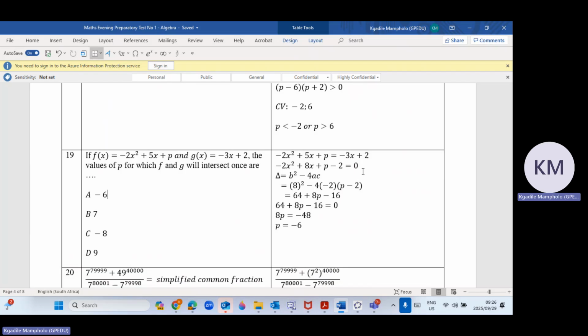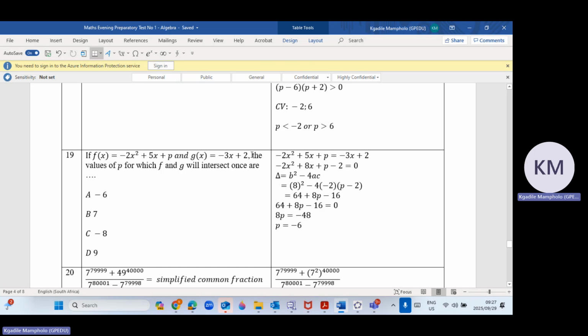If they say for which the two graphs will intersect once or twice, we'll say greater than or equal to. If they say the two graphs will intersect twice, it's like when they say the roots will be unequal, then you say the discriminant is greater than 0. Not intersecting is when the discriminant is less than 0. Intersecting once is when the discriminant equals 0. Intersect, you say greater than or equal to. Intersect twice, you say the discriminant is greater than 0.